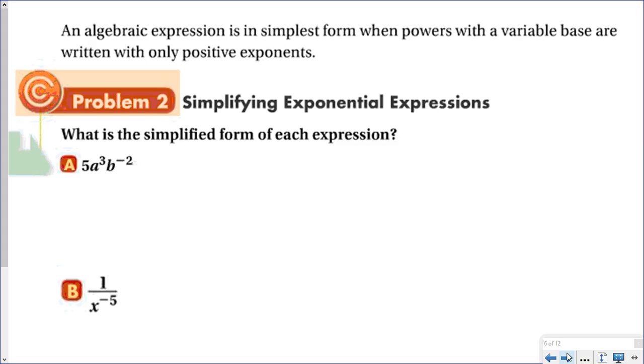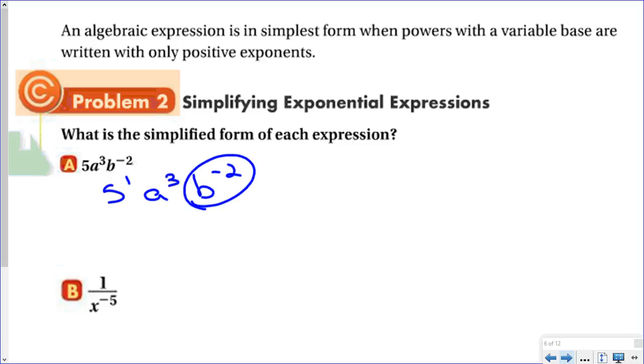All right. Now, here's what happens if you add some letters into the mix. Same rules apply for letters, but here's probably the biggest tip. The 5 has its own power. It doesn't look like it does, but it does. 5 is raised to the 1st power, and since it's a positive 1, you leave it right where it's at. The A already has a positive power, positive 3. The B has a negative 2 power, so you want to move this one.